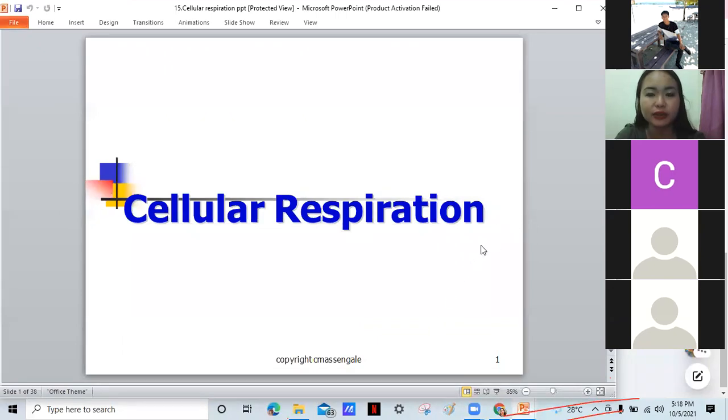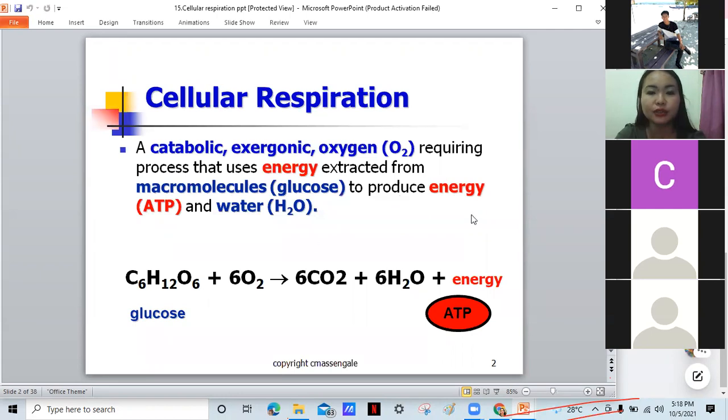Before again we proceed with cellular respiration, let me introduce to you its definition. So technically, it is a catabolic exergonic oxygen requiring process. So that means it really requires oxygen for it to undergo its process that uses energy extracted from the macromolecules glucose, which are definitely the product of photosynthesis, to produce the ATP or the adenosine triphosphate and water. No, so it has, the formula is just opposite of photosynthesis.